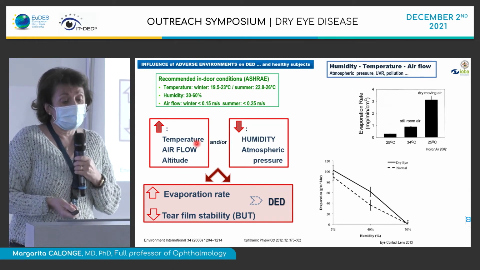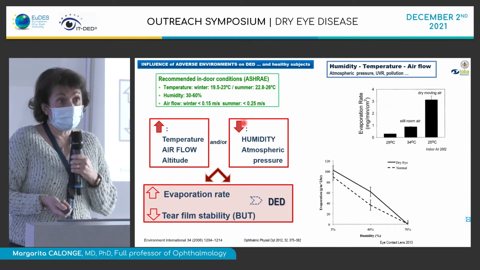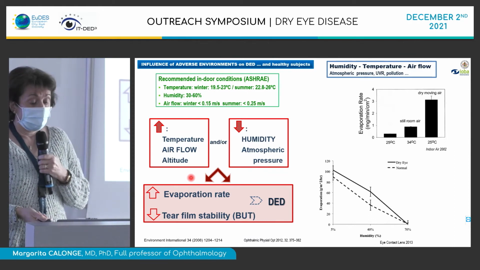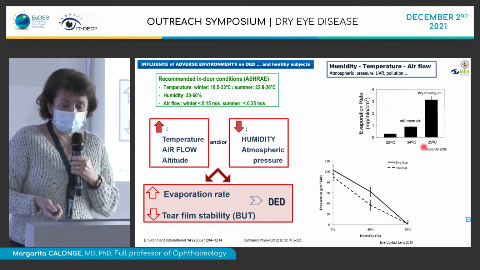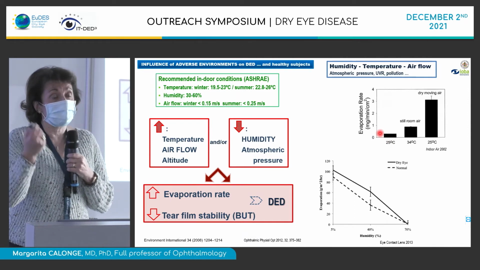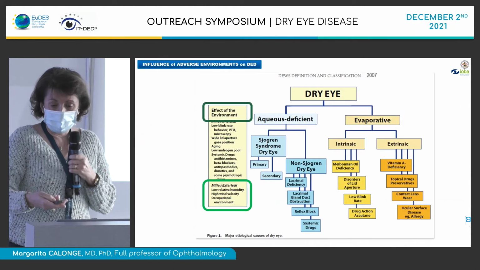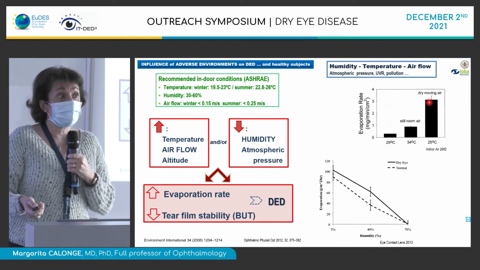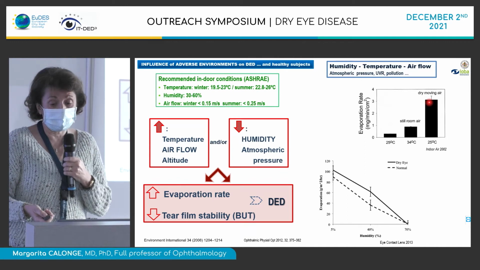We know that if the temperature, the airflow or the altitude increases, or the humidity or the atmospheric pressure decreases, we'll have an increased evaporation rate of our tear film. Consequently, the tear film stability will decrease and we might be prone to develop dry eye. Look at these two graphs here. We are at a nice temperature of 25 degrees, but if we add moving air to the same temperature, look at the increase in evaporation. So in dry eye, air moving around our faces is a great factor in increasing the evaporation of the tear film.